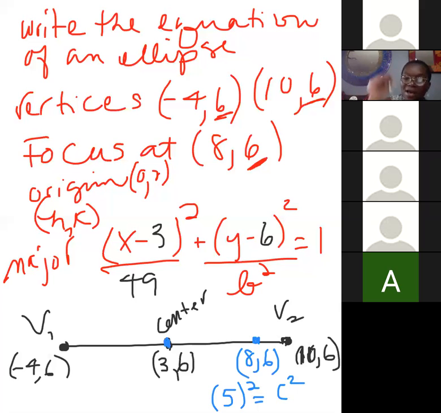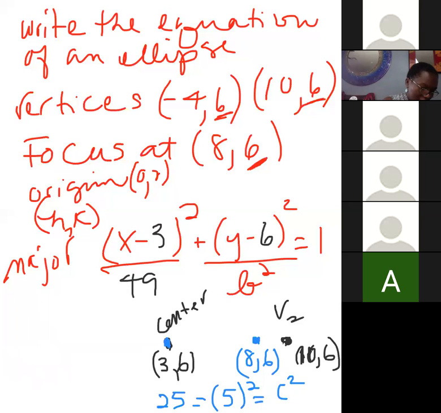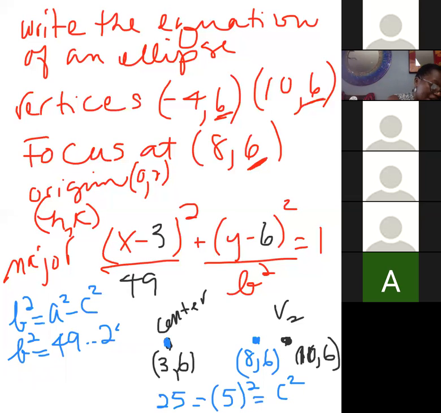All right. So now we're going to use that information to go ahead and figure out the B squared. So how do we figure out the B squared? Well, we go into the formula. And the formula is B squared is equal to A squared minus C squared. We don't have B squared. We have A squared, which is 49. We have C squared, which is 25. So B squared will equal 24. So guys, that's the denominator for the minor axis.